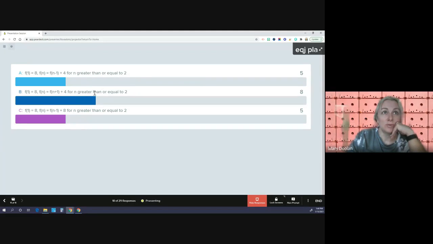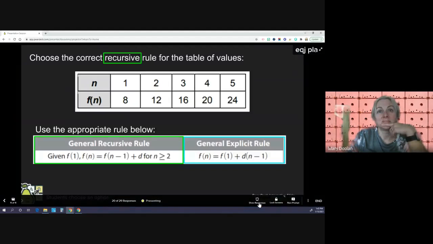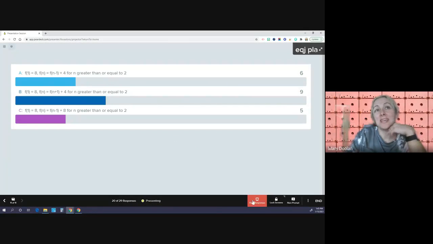The only difference between A and B is the operation between n and 1. Are we supposed to have n minus 1 or n plus 1? N minus 1. Okay, so it's A. It's A again.